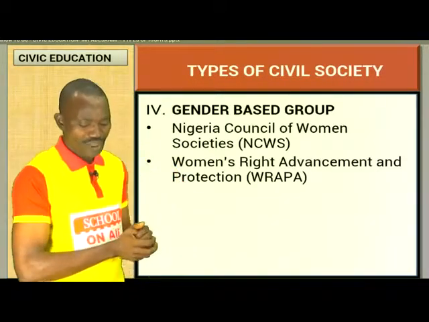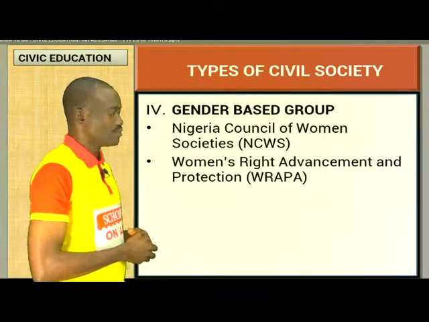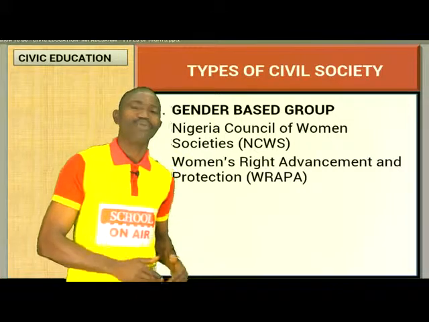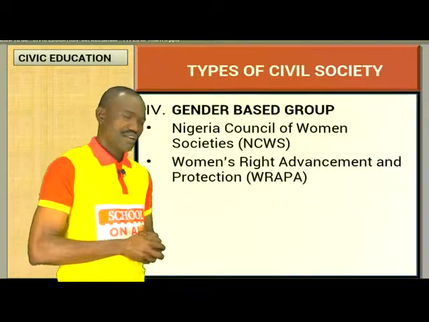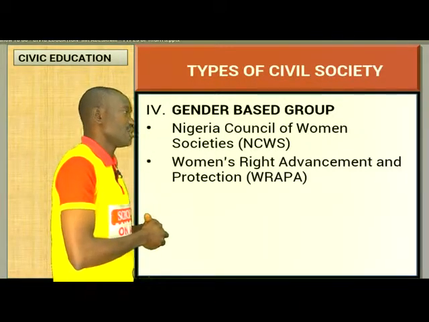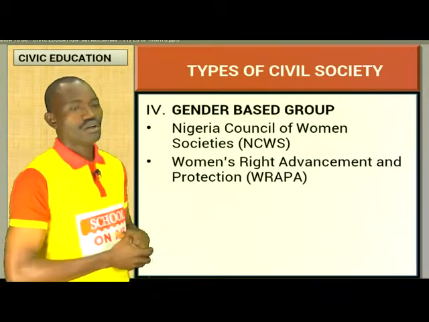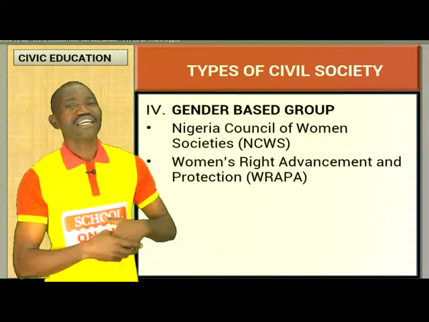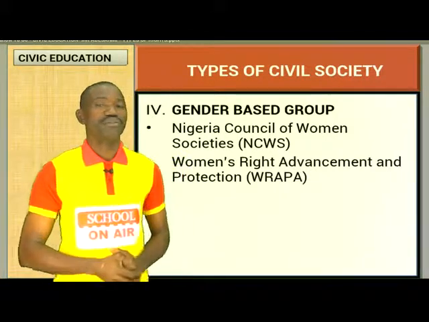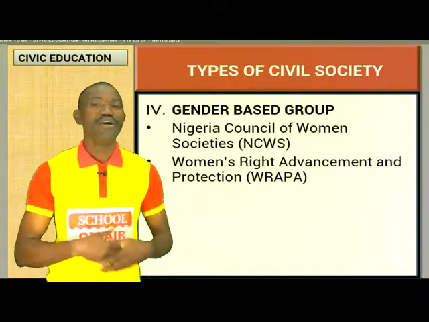The fourth group is the gender-based group. Those who fight, who protect the interest of a particular gender, of a particular sex. For example, we have the Nigeria Council of Women's Societies. We also have women's rights, advancement, and protection. Also, we have the International Federation of Women Lawyers, comprising all female lawyers throughout the world. What do they do? They protect the interest of the women folk.